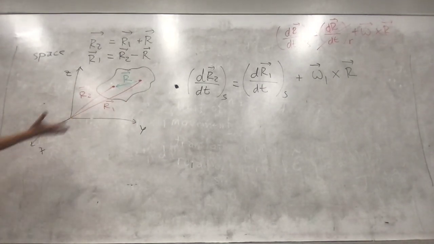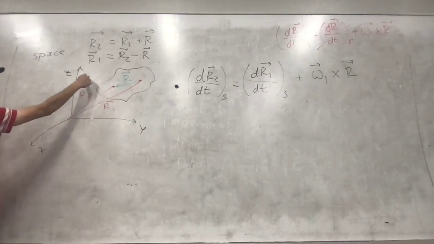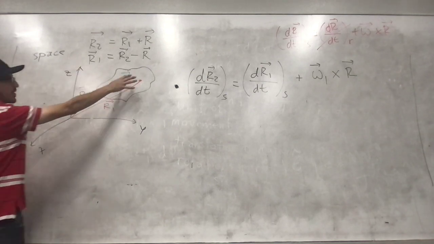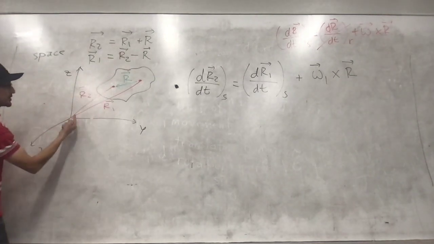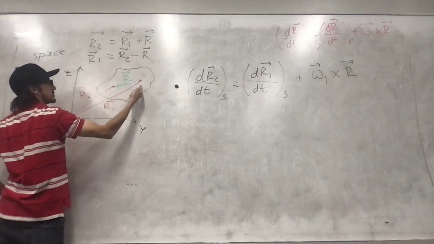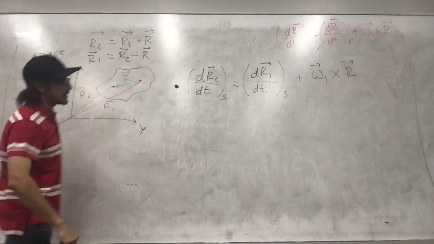But you know, this can move. R1 could be over here and R2 over here. So there's no left and right direction. It's arbitrary. But this is always going to hold. And for this one, you're just going the direction of R1 and then in the direction of R, and you get to R2.